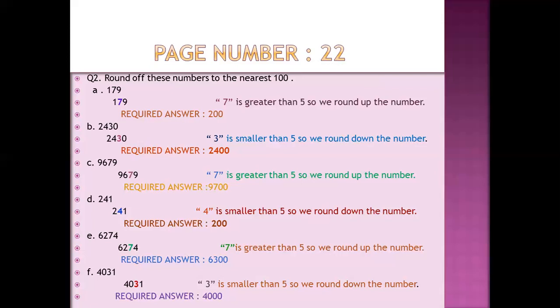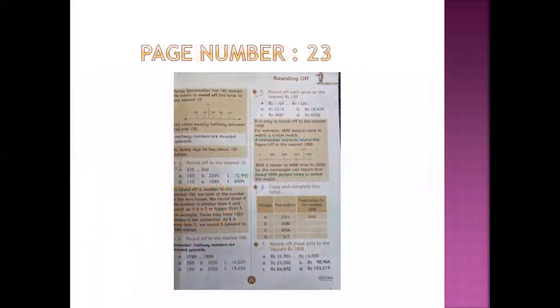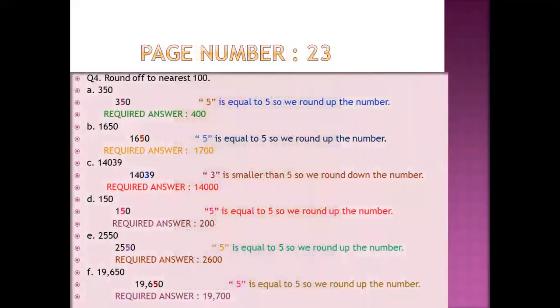Yes, students, page 22 is completed. Now we come to page 23. Question number 3, round off to the nearest 10. We have already done this in question 1, so this question will be your homework. And when you are doing this, keep it in your mind, then you will concentrate on which place value? Ones place value. Clear?